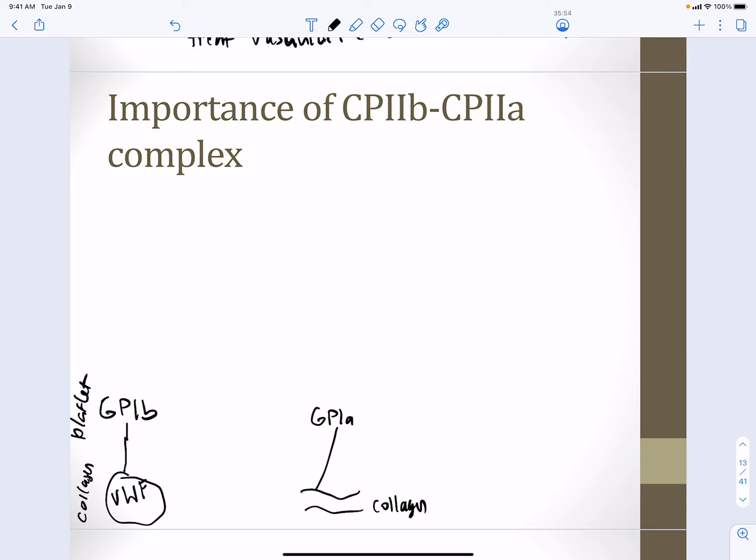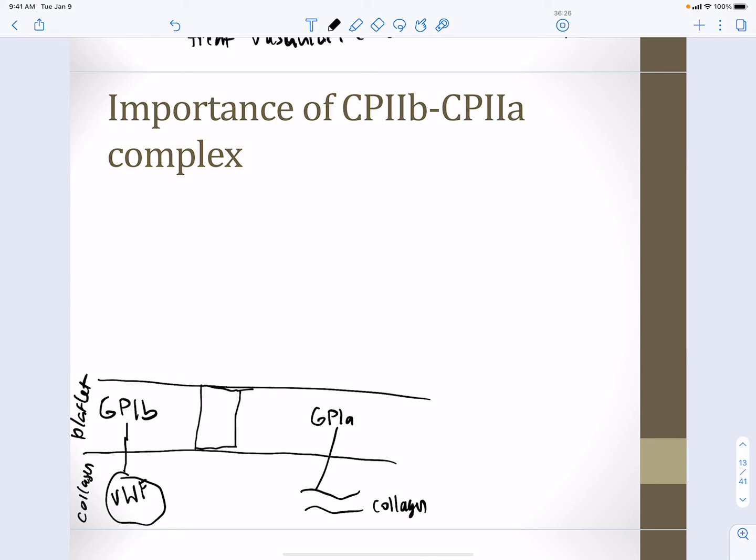And then when you get this going, you're going to have your signal transduction pathways activated, release of your granules, and then you're going to get ADP. And then ADP is going to expose two other glycoproteins on the surface of the platelets, and it's a membrane complex. And so here's your platelet. On the platelet surface, you're going to get a complex of glycoprotein 2B and glycoprotein 3A. So you're going to get this complex.